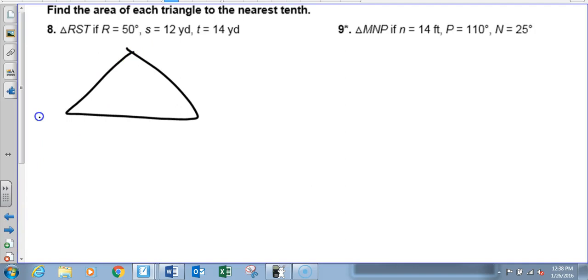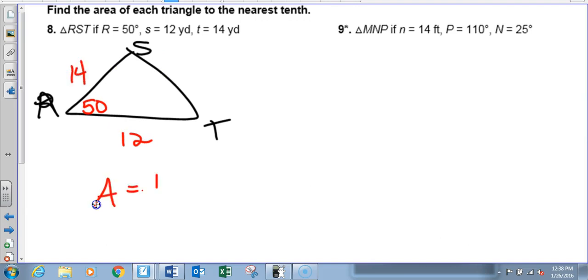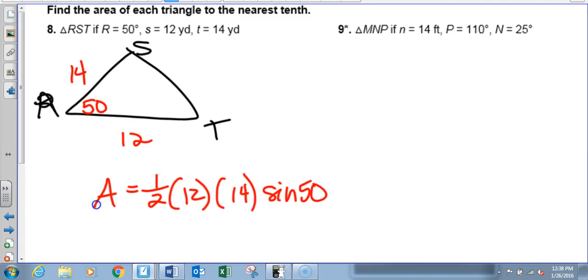If we have this triangle, RST, and we have a 50-degree angle here, side S is 12, side T is 14. The area is just 1/2 side times side times sine of 50, which is 64.3 square yards.